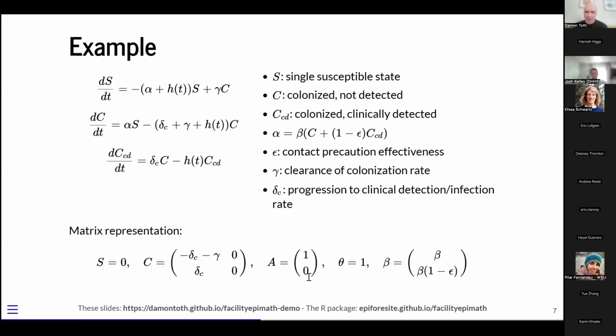A is the transitions from S to C. So this just means that when someone first becomes colonized, they go directly to C. None of them go directly to clinically detected. So 1, 0. There's only one S state, so only one way to get admitted to the facility. And then we have the two transmissibilities of the two states.